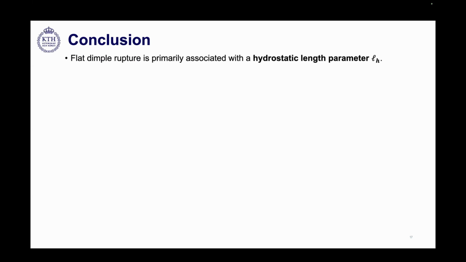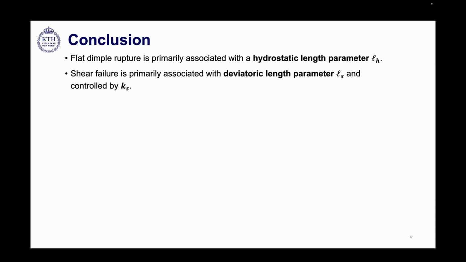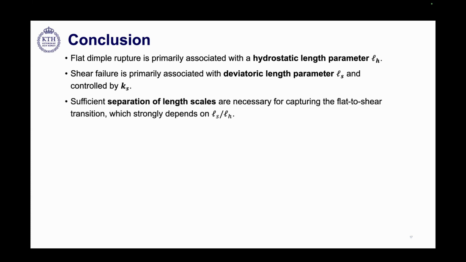I will try to summarize our work right now. We found that flat dimple rupture is primarily associated with the hydrostatic length, and shear failure is associated with the deviatoric parameter, the shear length Ls, and controlled by the shear parameter KS. We need to separate these two length scales in order to capture these flat to shear fracture modes. And calibration of these shear parameters is quite inconclusive, and we believe it has something to do with nucleation, because in that field, it's still a question mark. We haven't found everything yet.